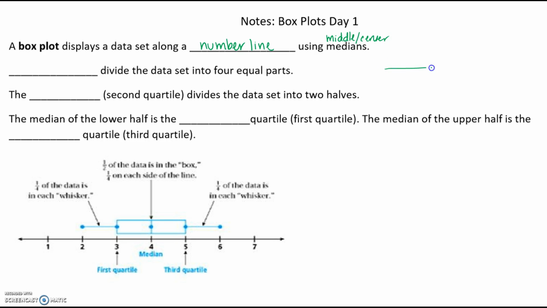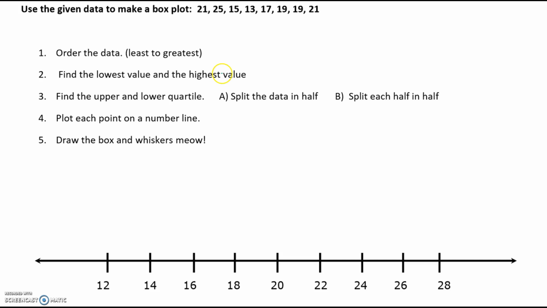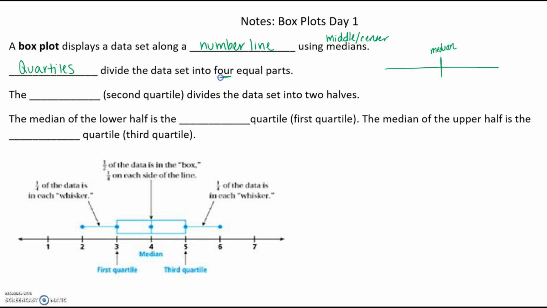So let's say this line represents my data. The median is cutting it in half, right? So then we cut our data even more into something called quartiles. So quartiles divide data into four equal parts, right? Because we know that there are 4 quarters in a dollar. So quartiles, quarters, 4.